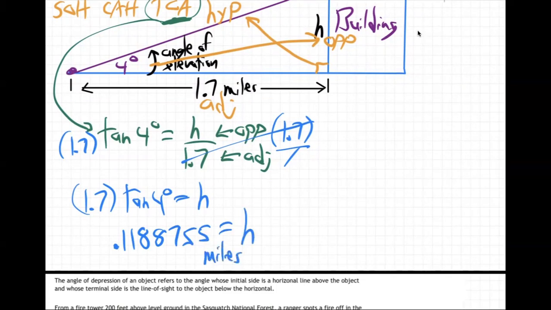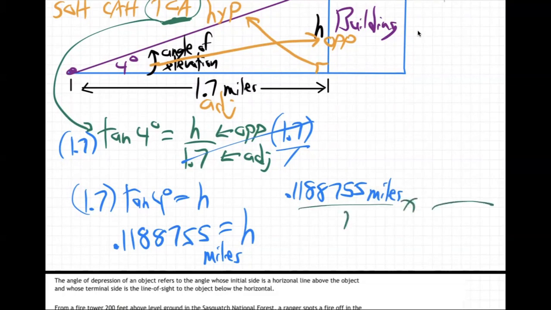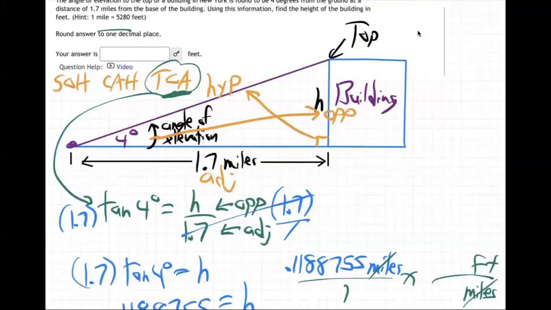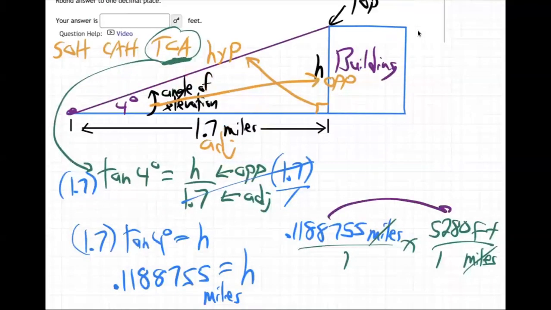I've got to convert that to feet. So I take that 0.11887, use a bunch of decimals, miles. How do you convert? We've learned how to convert. You put this over 1 times. Remember, it's always about what you want to get rid of. I'm going to put miles down here because I want to get rid of miles. What I'm going to go to up here is feet. What's the connection right here? 1 mile is 5,280 feet. So I just need to multiply this number times 5280 on my calculator.